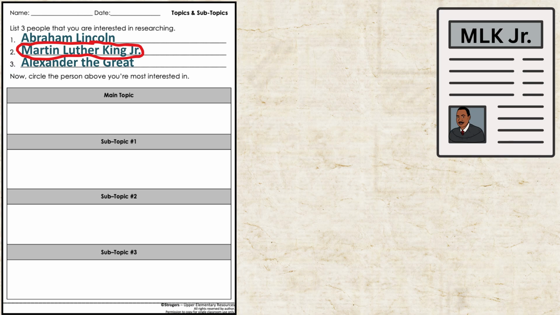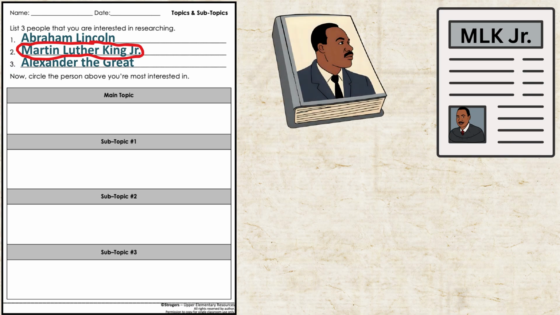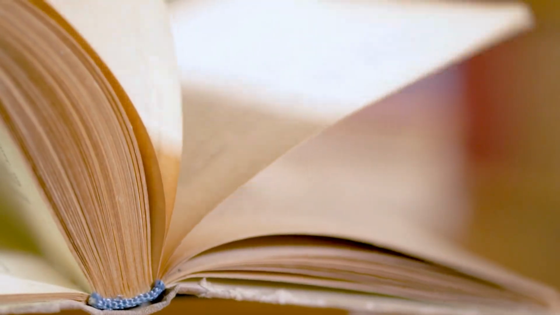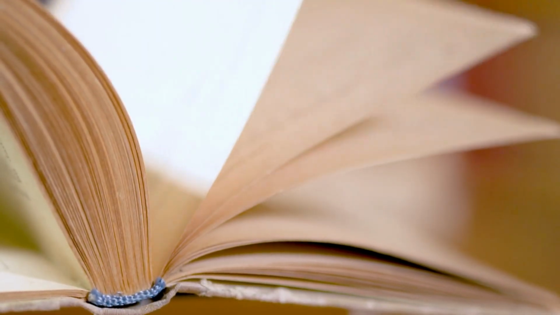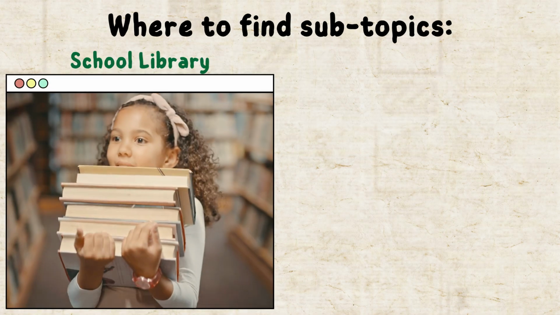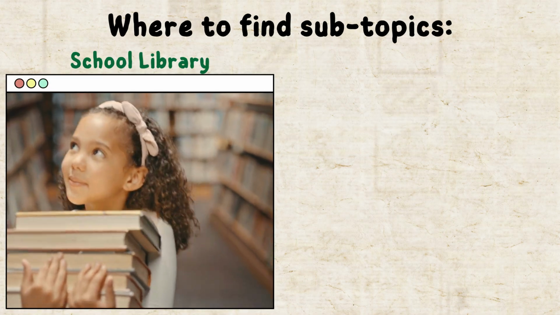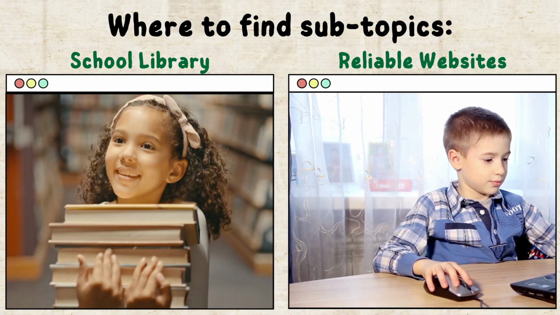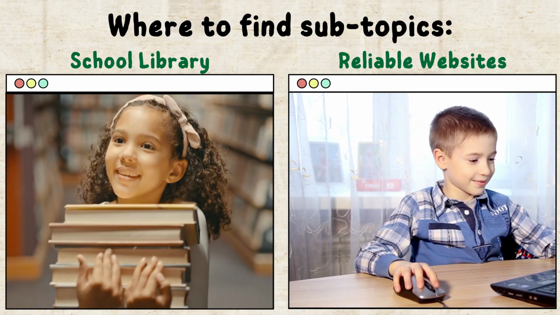Next, it's time to gather a little bit of information about your person before you can decide on subtopics. You can do this by looking through sources and looking at the table of contents and briefly reading about your person. A great place to get ideas for subtopics is your school library, where you can likely find books on your person. Secondly, use reliable websites to find information on your person.